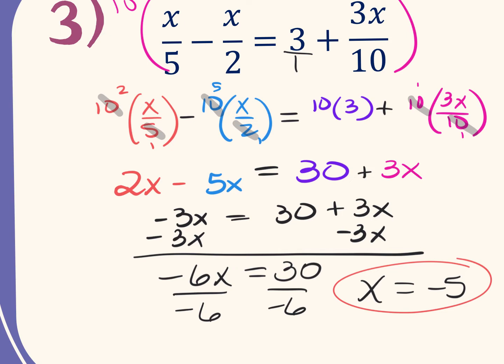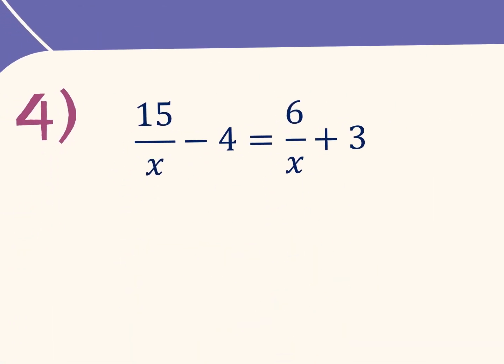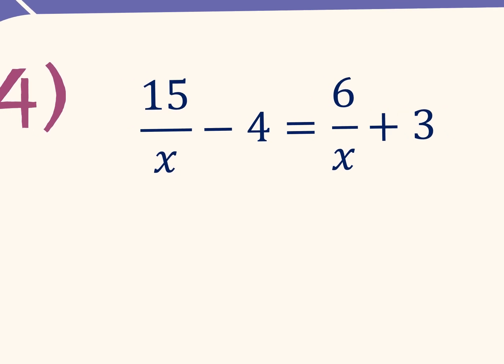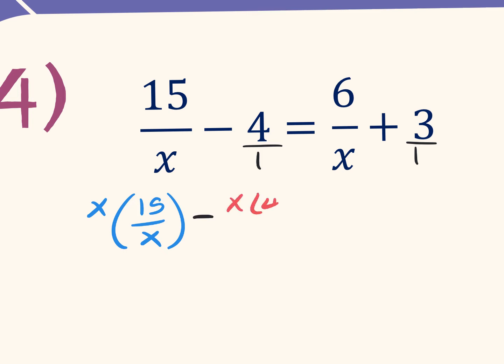Now on number 4, this is where we're going to have to check after we get our answer. So for number 4, notice this time my common denominator is going to be x. So I'm going to go ahead and multiply each term by the x. So x and then 15 over x. Then the next term, x times the 4. And the next one, x times the 6 over x. And then the last one, x times the 3.